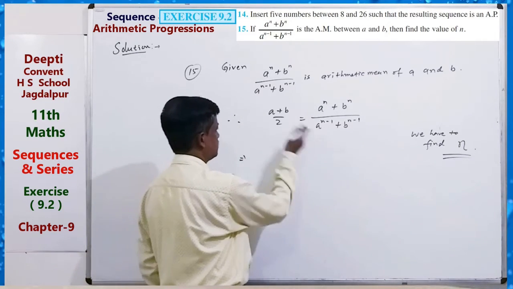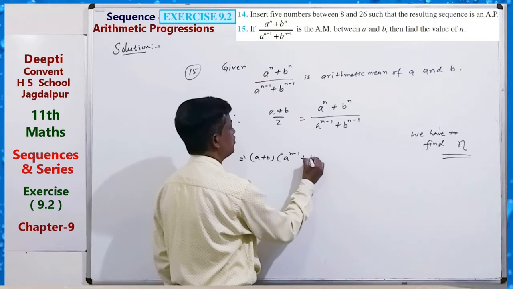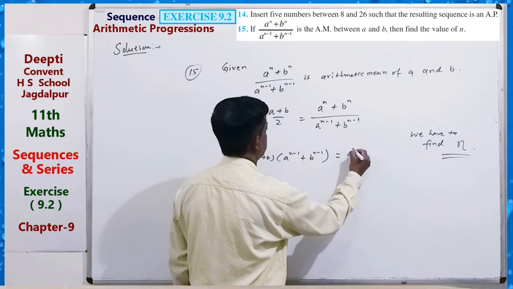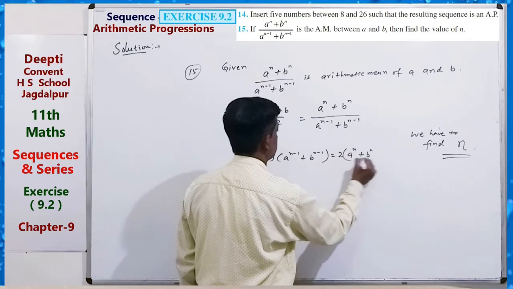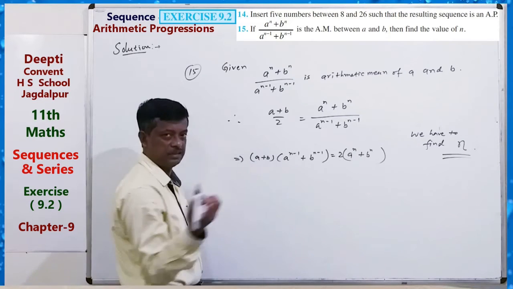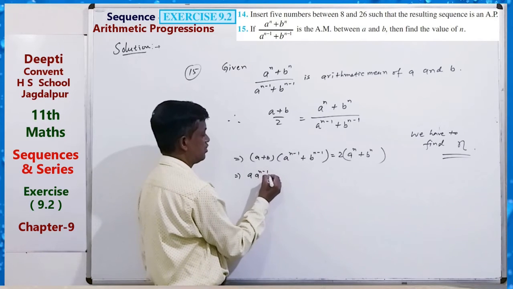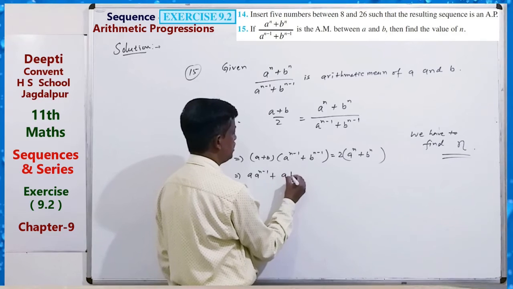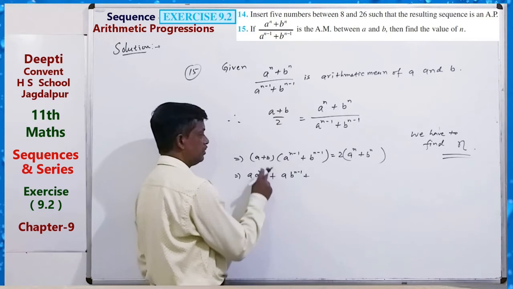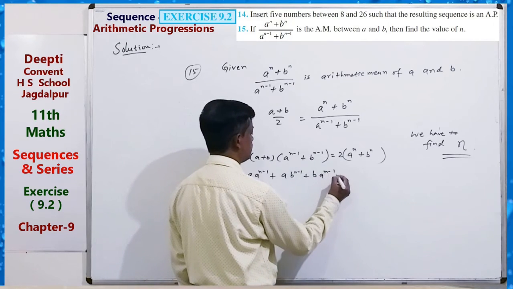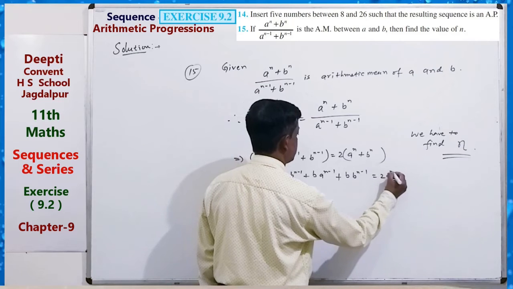Okay, so here just multiply both sides: a plus b into a power n minus 1 plus b power n minus 1 equals a power n plus b power n into 2, just like this. Now multiply: a into a power n minus 1 plus a into b power n minus 1 plus b into a power n minus 1 plus b into b power n minus 1 equals 2a power n plus 2b power n.